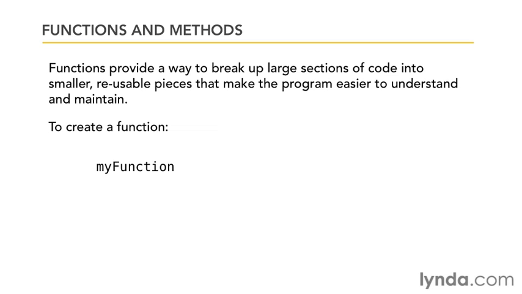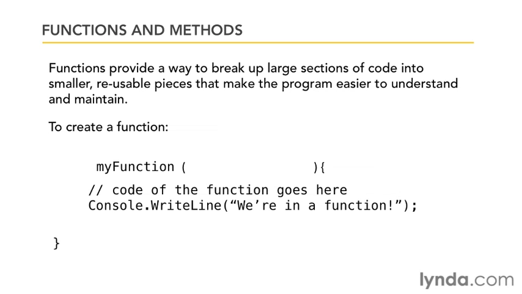Then I have to give it what's called a parameter list. There are two parentheses, and inside those parentheses, these are the arguments that the function takes. This is the data that the function is going to operate on. And inside the function, I have the code of the function. This is the stuff that the function does. In this case, the function is simply calling Console.WriteLine.